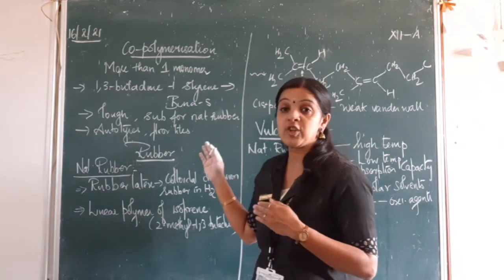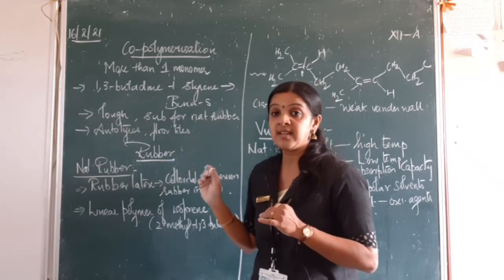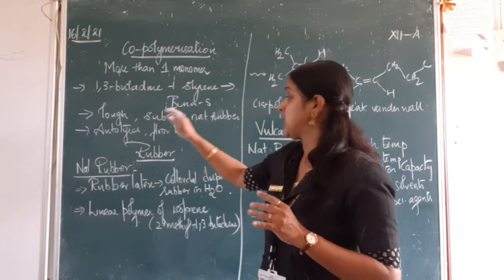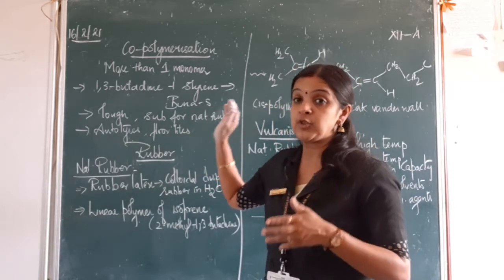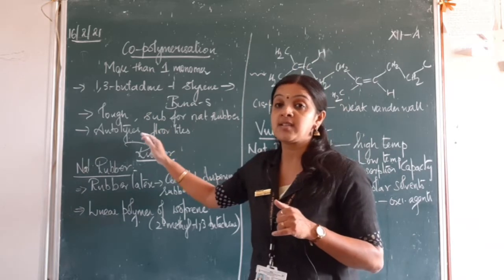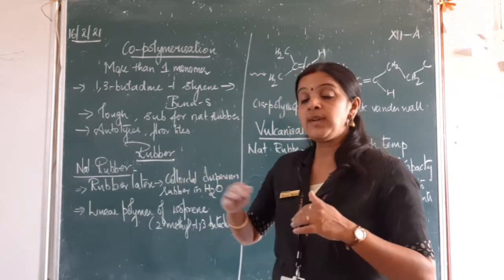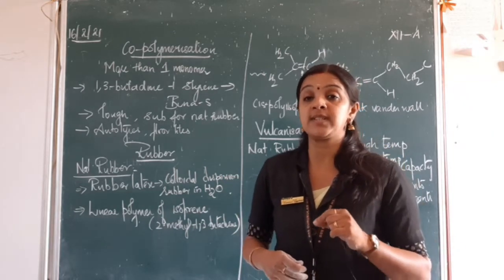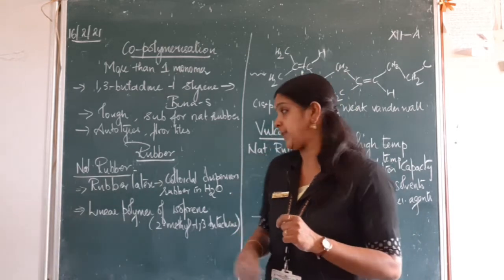An example is the formation of Buna-S, where 1,3-butadiene combines with styrene to form Buna-S, which is tough and can be used as a substitute for natural rubber, and is also used in the manufacture of auto tires and for making floor tiles. Now let us learn about rubber in detail, because when we are learning about polymers, rubber plays a very major role in the polymer industry.